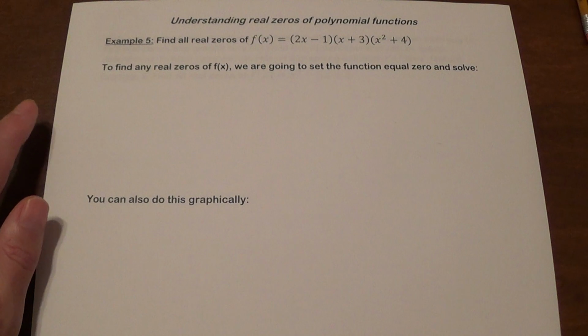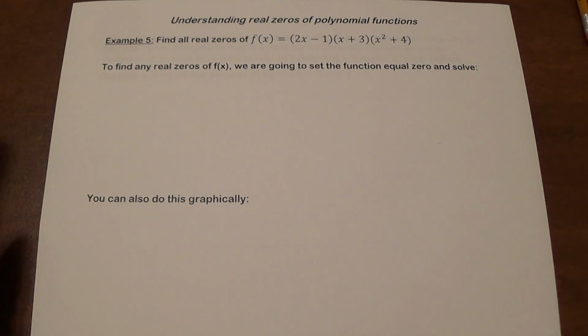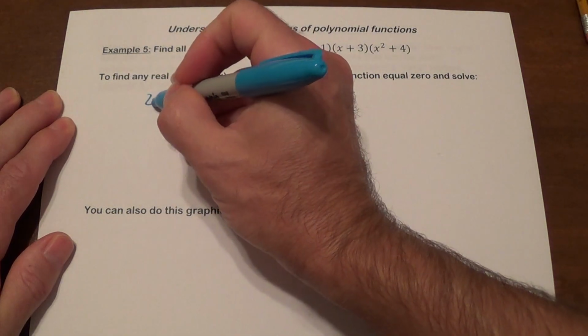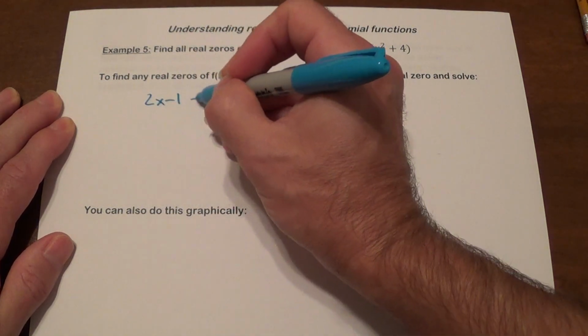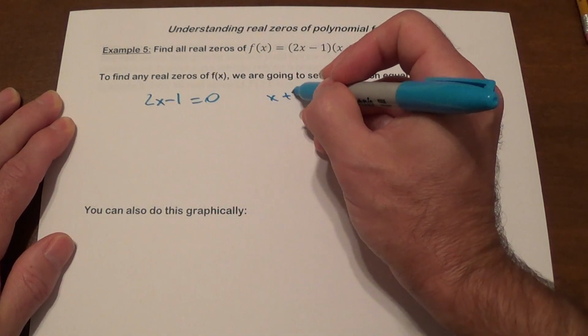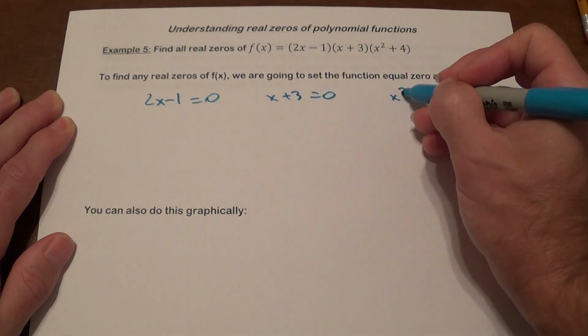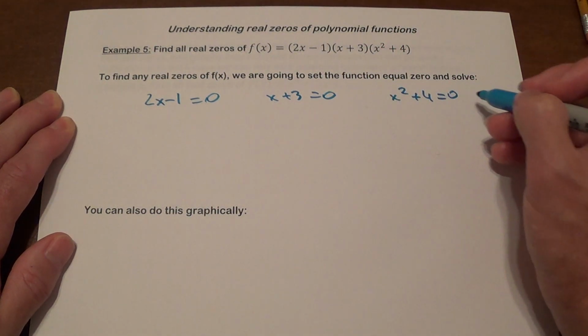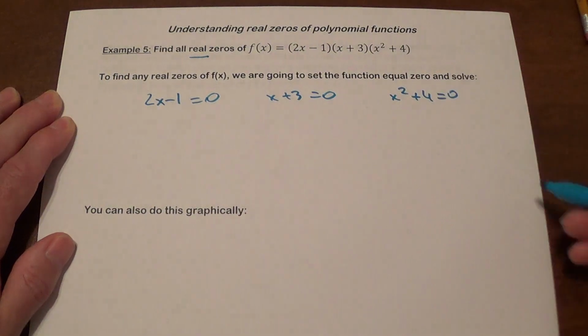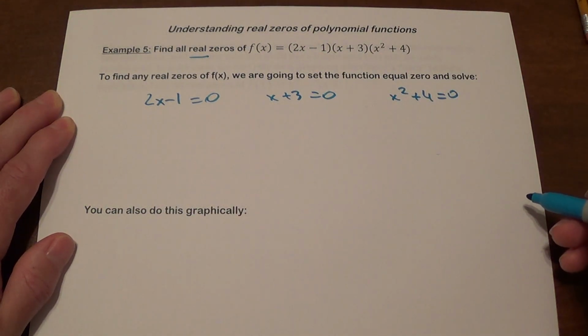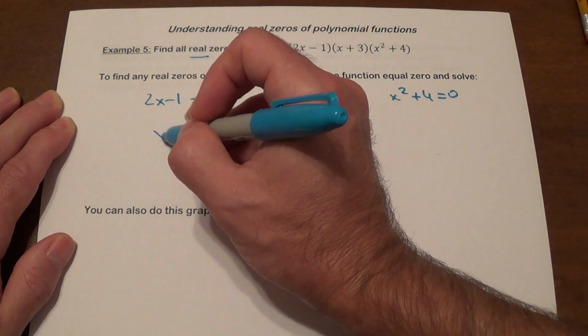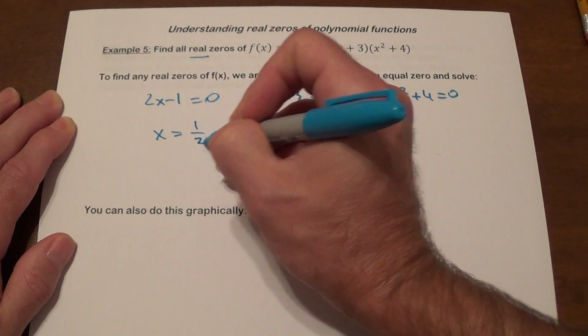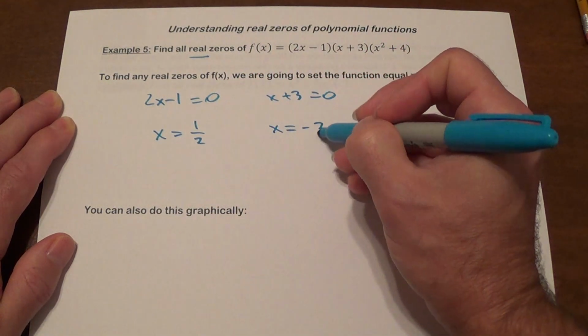So same thing with this problem. We're going to set each of the factors equal 0. We're going to do 2x minus 1 equals 0, x plus 3 equals 0, or x squared plus 4 equals 0. I want to underline the word real here. I will explain to you why I'm making a point about that. X equals 1/2, x equals negative 3.